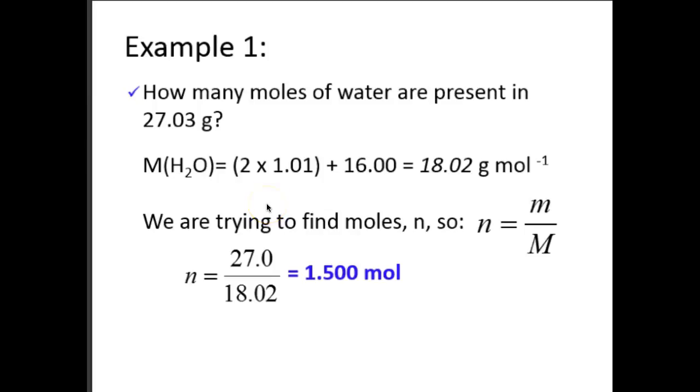How many moles of water are present in 27.03 grams? So we have our equation that we just looked at. N equals M over M. So the number of moles equals given mass over gram formula mass. So the mass is 27.03, and we're going to divide it by the molar mass, which is 18.02 grams per mole. Then you just divide.